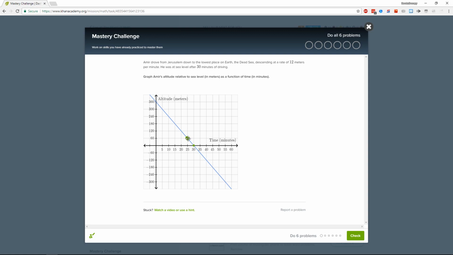So at 5 minutes, he would lose 60. So every 5 minutes, he would lose 60. Looks like that, and his altitude would be at sea level. I think it's more like this. After 30 minutes of driving, he was at sea level, so he must have been going like this. Yeah, after 30 minutes, he's at sea level.